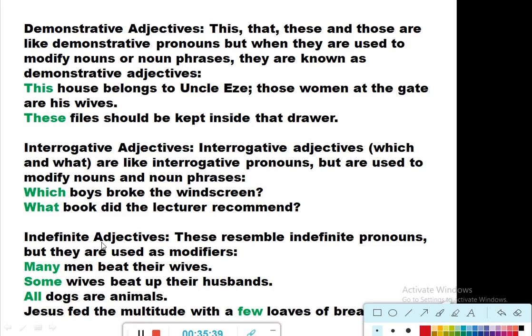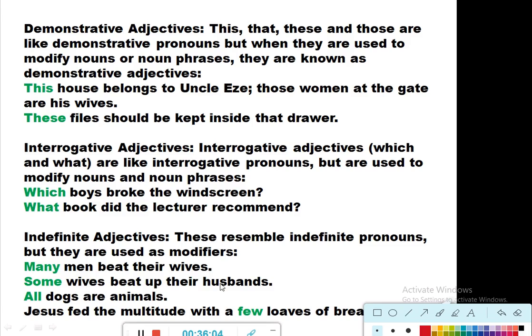Then finally we have indefinite adjectives. These resemble indefinite pronouns, but they are used as modifiers, and the evidence is that they come before a noun. For example, many men beat their wives. Many comes before men, which is a noun. Many men beat their wives.